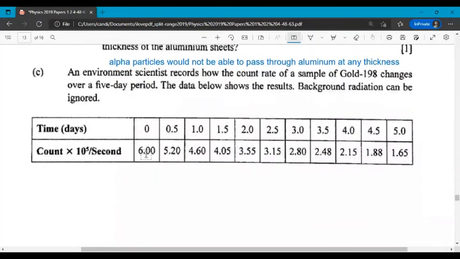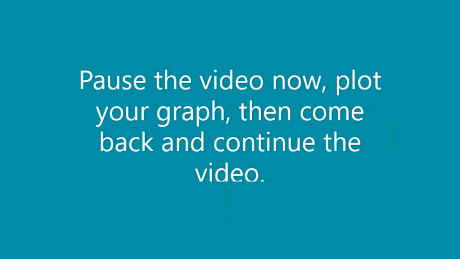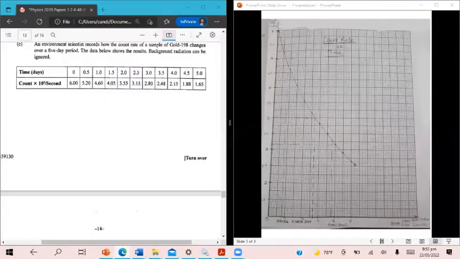Okay, so the next part is the graph. I want you to pause the video right now and go and plot your graph, and then come back and we'll talk. All right, so let's look at the graph. The graph you plotted should look like this. It should not be a straight line, it should be a curve.